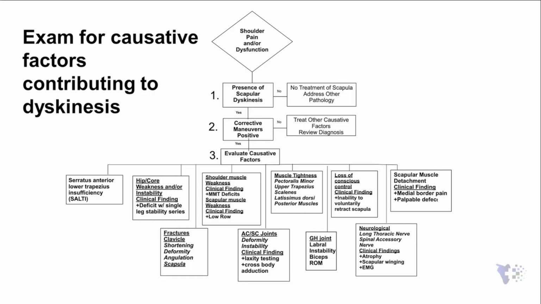This clinical pathway demonstrates the three steps to complete the comprehensive exam. We will spend the rest of the time now on the exam illustrating part 3, how we evaluate the causative factors. When we get through this, we will have a comprehensive understanding of the problems that are associated with scapular dyskinesis and use this as a guideline for initiating treatment.